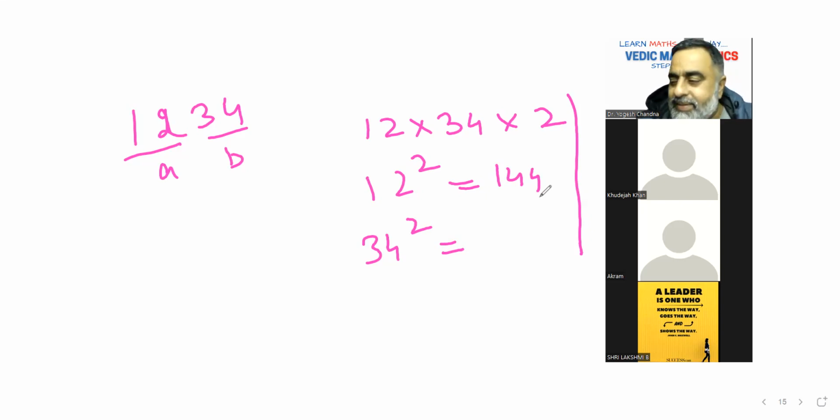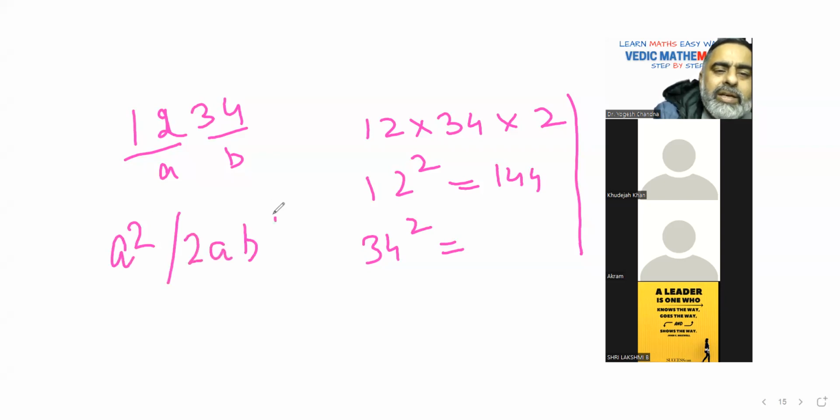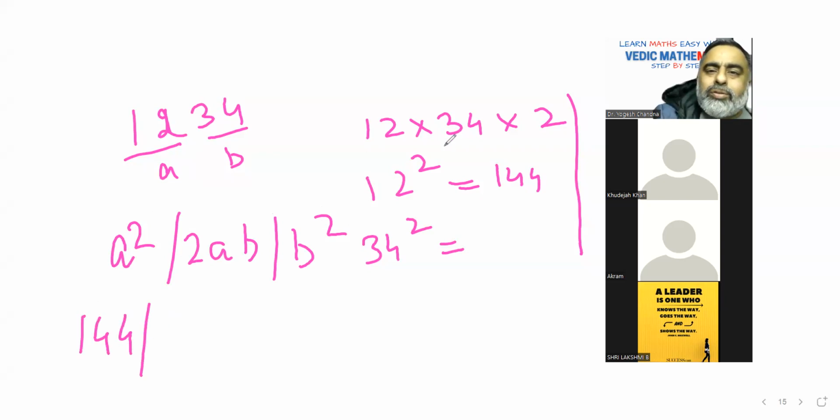Shilakshmi, Akram, Khudeja, any questions? Sir, how to solve this, sir? We are not solving this one. This is 1, 2, 3, 4. What is this? A square, 2ab, b square, solve it. What is a? 12, 144. What is 2 into 12 into 34? Find out. That's what I'm saying, this method is not useful. But yes, you can get the answer, that is not difficult. 2 into 12 is 24, into 34. You can think of this.